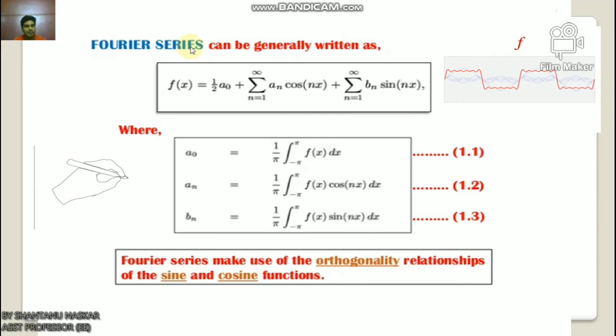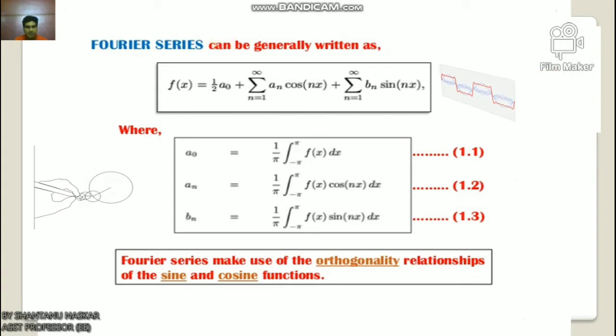The French mathematician J.B.J. Fourier first studied the periodic function in 1822 and published his theorem, which states that any arbitrary periodic function can be represented by an infinite series of sinusoids of harmonically related frequencies, and this infinite series is known as the Fourier series.